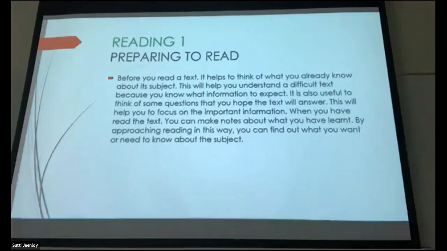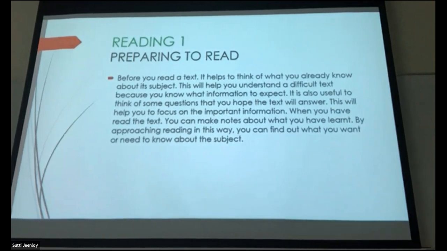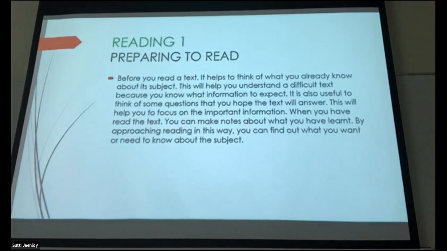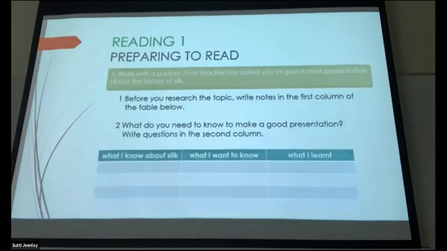Now it says: before you read a text, it helps to think what you already know about the subject. This will help you understand a difficult text because you know what information to expect. It is also useful to think of some questions that you hope the text will answer. This will help you to focus on the important information. When you have read the text, you can make notes about what you have learned. By approaching reading this way, you can find out what you want or need to know about the subject. Think beforehand about what you know, for example about silk.